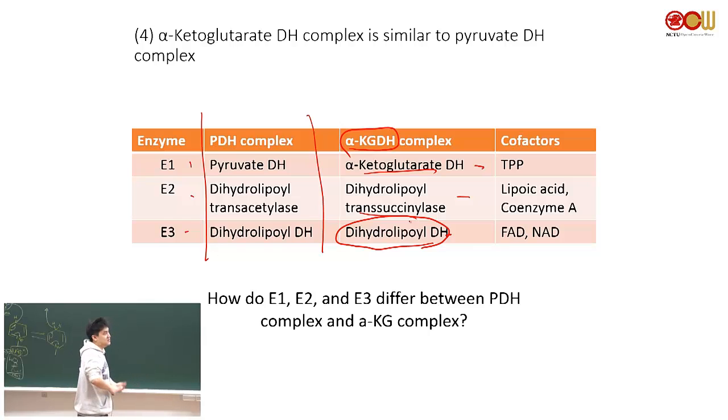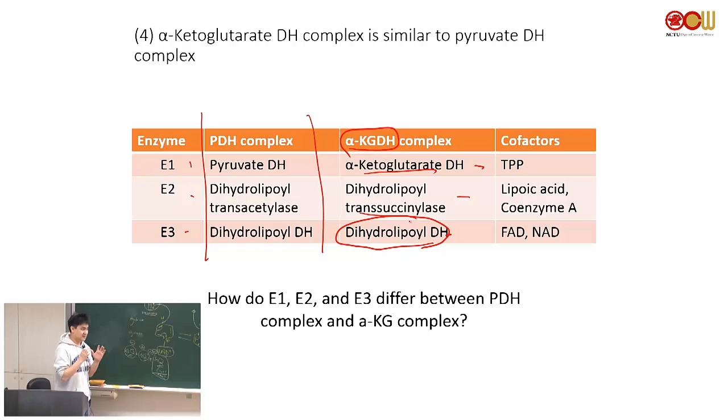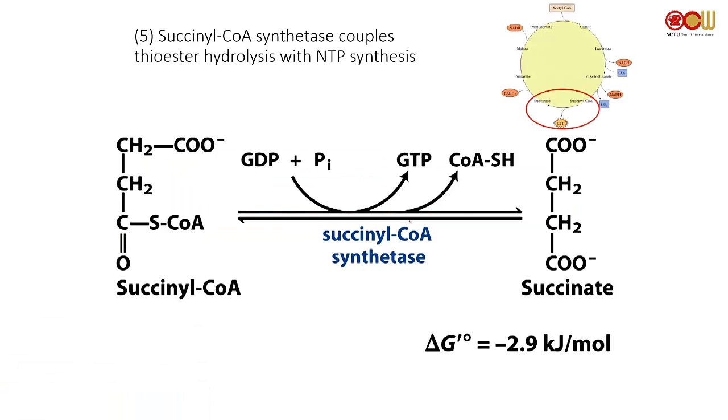That is because the function of E3 is only to return the 2 thiols into disulfide bonds. So the function of E3 does not involve pyruvate or alpha-KG, okay? It's aimed only at changing the thiols back to a disulfide bond, passing the electrons to NADH. So E3 only does oxidation-reduction, and you don't have to have a different enzyme for that. Right? Now, the fifth reaction, succinyl-CoA synthetase, is going to couple thioester hydrolysis with NTP synthesis.